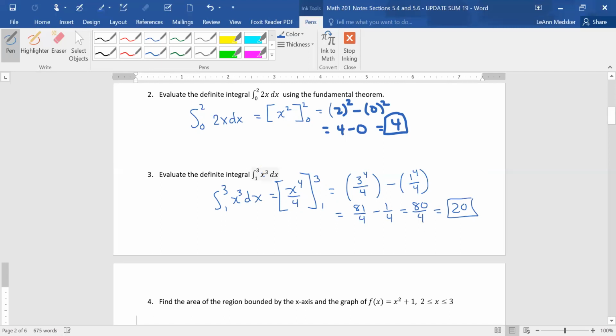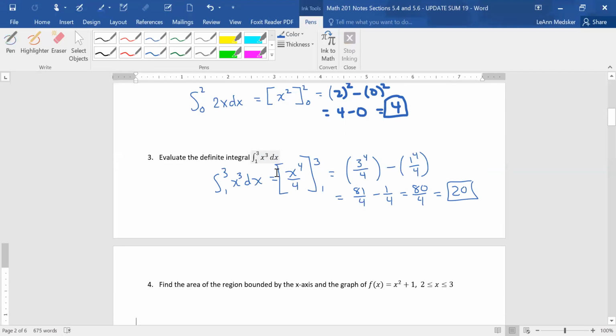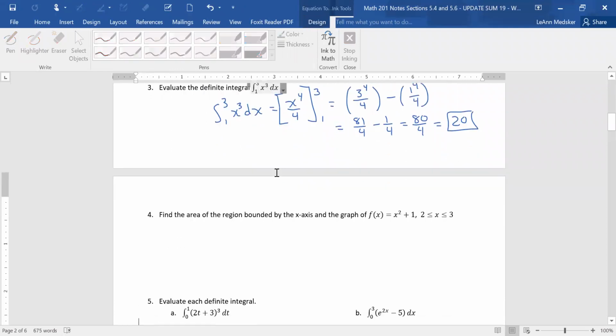So if we were to graph x cubed and look at the area between 1 and 3 and the x-axis and that curve, that has an exact area of 20. And that would be units squared if we were going to put units on it. But we're just saying what is the area.